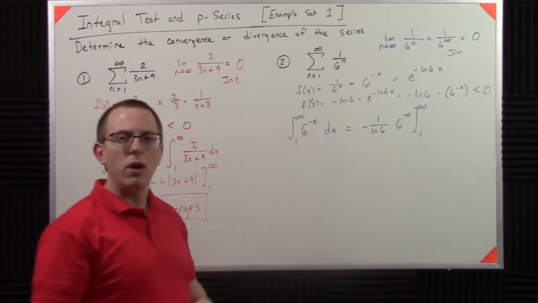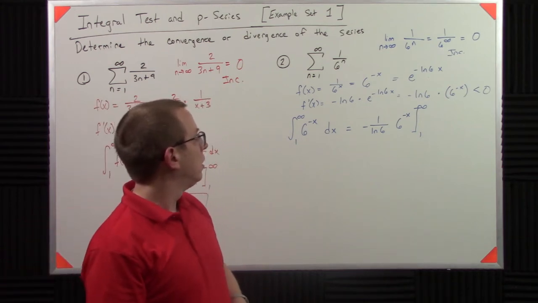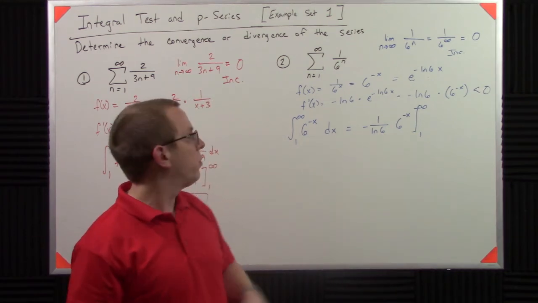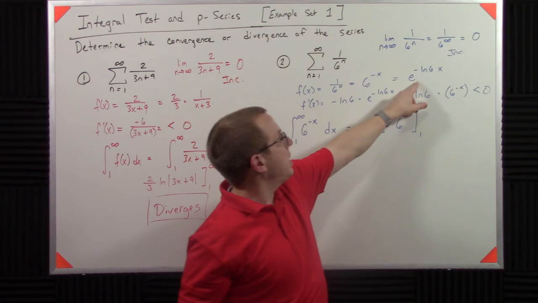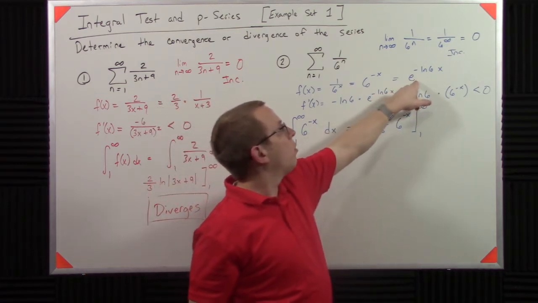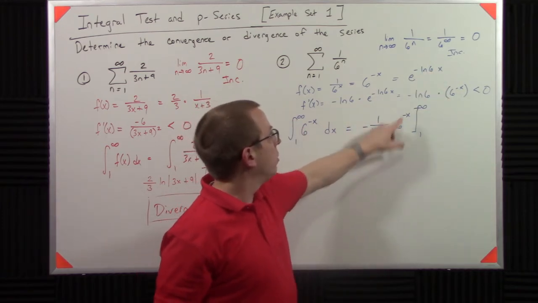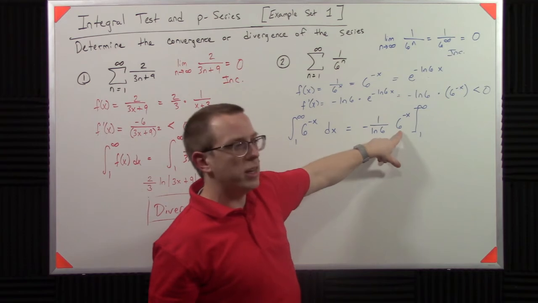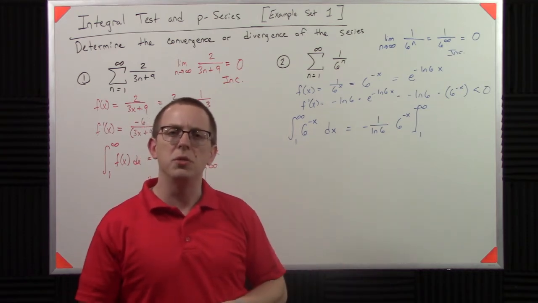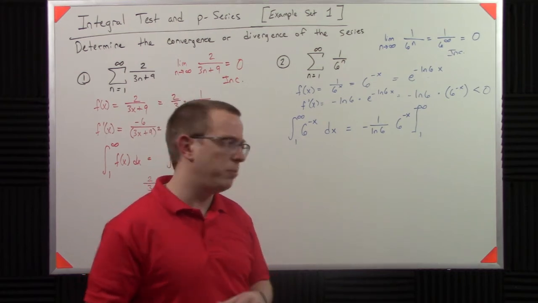So you might ask yourself, how did I know that this antiderivative would be that? Well, it comes from the fact that this is an e to the negative natural log 6. So when I take the antiderivative, it's always the e to something divided by that coefficient. So you get that 6 to the negative x back, and it's divided by that. Feel free to go check some standard antiderivative or integral tables to verify that.